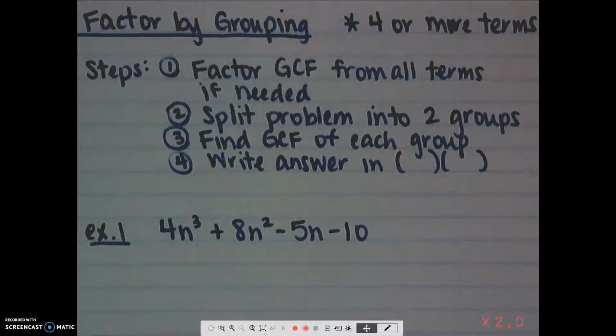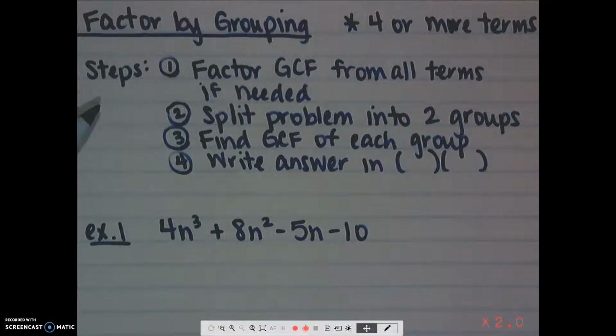Today we'll be talking about factor by grouping, and this is a process that we use when we have 4 or more terms. So everything else we've seen so far has been 2 terms, or most of them have been 3 terms. So here, if you're noticing, these questions are going to have 4 terms. So here are our general steps.